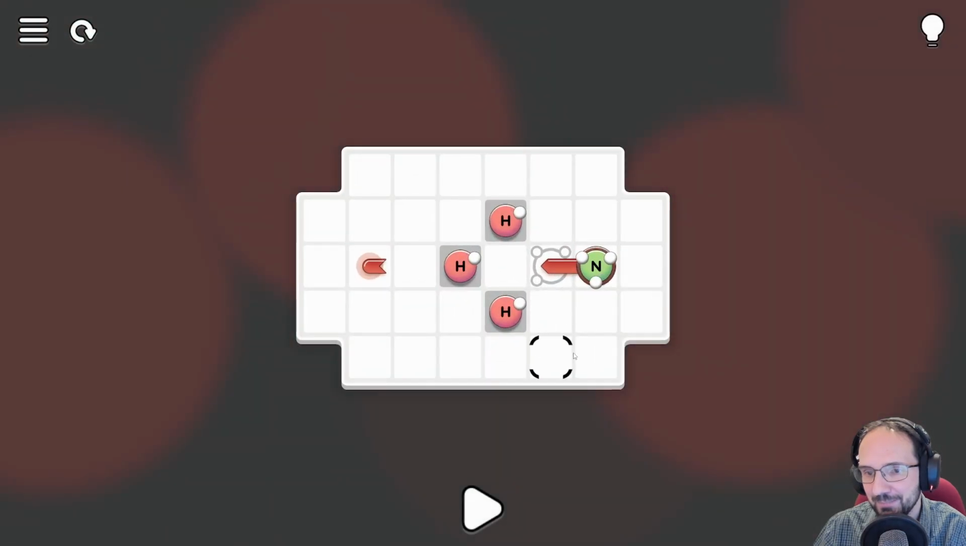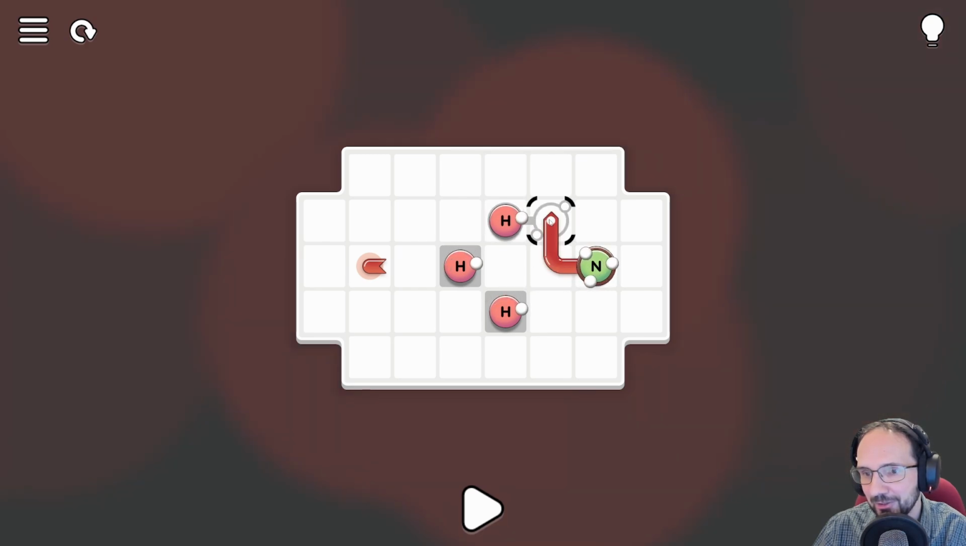Okay, let's do puzzle 3. Stick to doing them in order. Okay, a nitrogen atom and 3 hydrogen atoms. So the only way we can do it is to go around the outside.